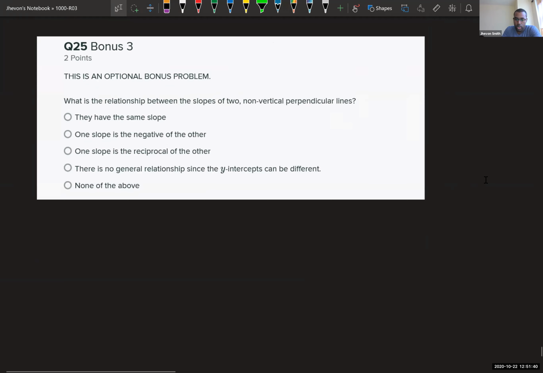Relationship between the slopes of two non-vertical perpendicular lines. They have the same slope? No. One slope is a negative of the other? No. One slope is a reciprocal of the other? No. It's actually none of the above. The actual relationship is that the product of the slopes is -1. Another way people say that is one slope is a negative reciprocal of the other. So it's not just the reciprocal, it has to be a negative reciprocal of the other.